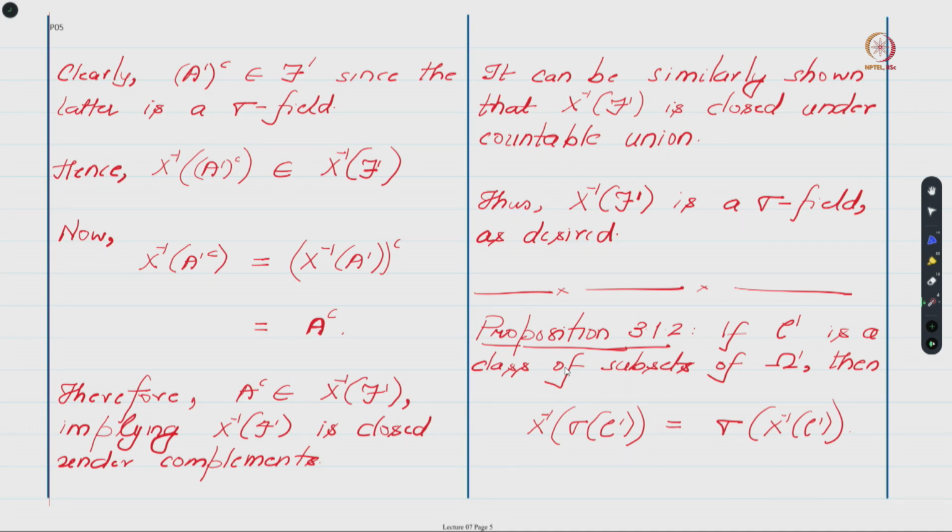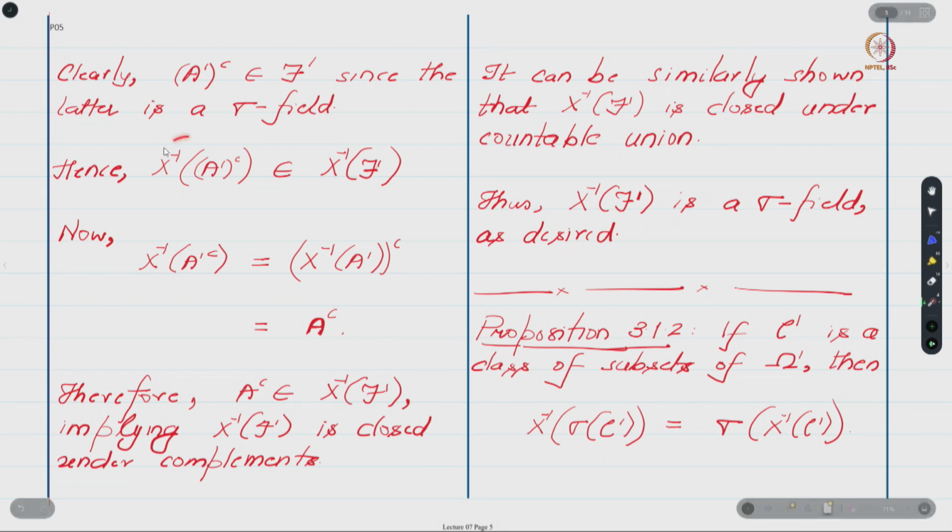Okay. Now A prime lies in F prime, that is what we have seen, and since F prime is a sigma field, A prime complement also lies in F prime. Now because A prime complement lies in F prime, X inverse of A prime complement lies in X inverse of F prime. And from this property of X inverse that we studied before, X inverse of A prime complement is basically the complement of X inverse of A prime, and X inverse of A prime was basically A, and hence the complement operation leads to A complement.